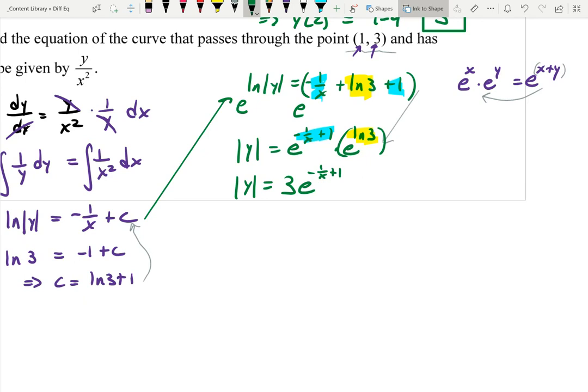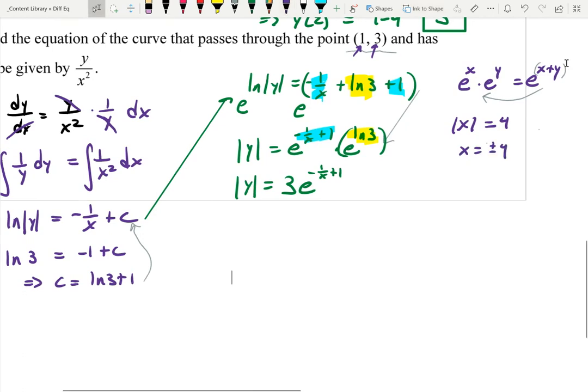All right, now I need to get rid of this absolute value on my y because I need to solve this for y. And so just think about what it means if I tell you that the absolute value of x is equal to 4? Well, it means that x is either plus or minus 4. So what that means is you can drop the absolute value by simply applying a plus or minus to the other side. So going back over here, I can drop the absolute value by applying a plus or minus to the other side, like so.